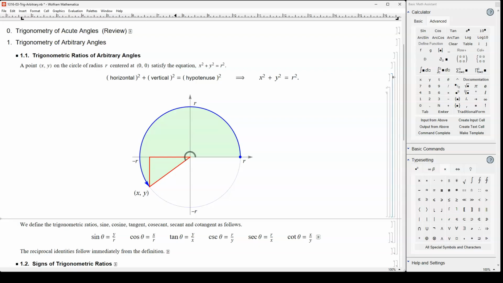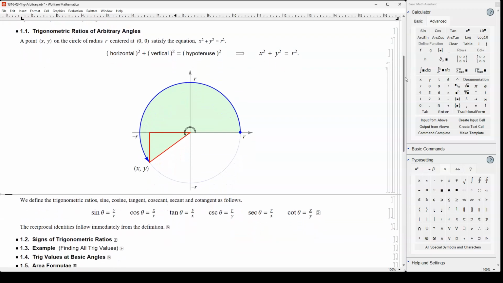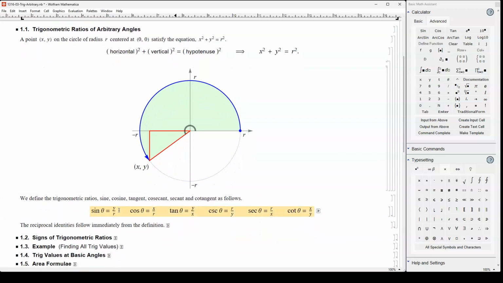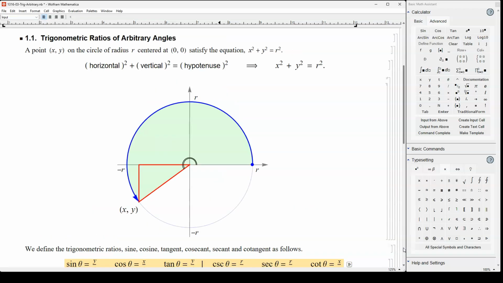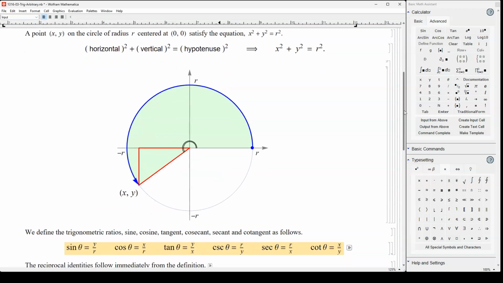And then, no matter what quadrant we are in, we can define sine as y over r, vertical over radius, cosine as x over r, horizontal over radius, and tangent as y over x, vertical over horizontal. Oh, by the way, let me expand the font so that you can read these definitions better. It's easier to read this way. I should have done that earlier.